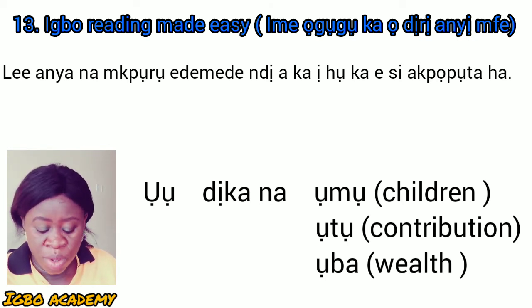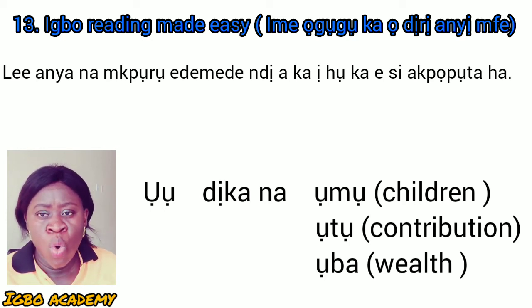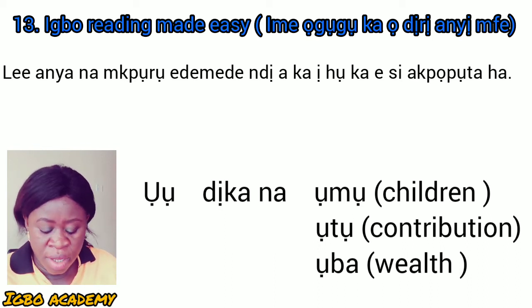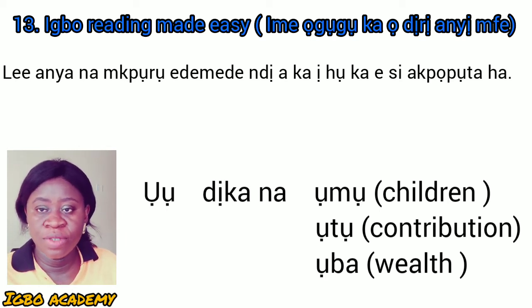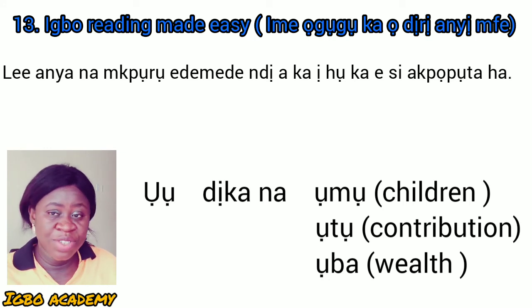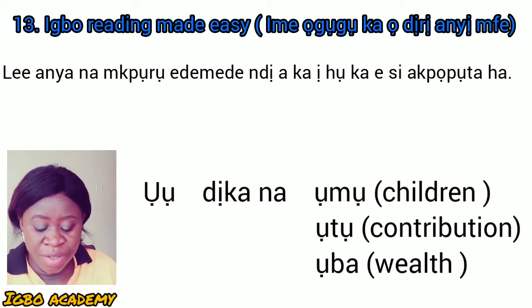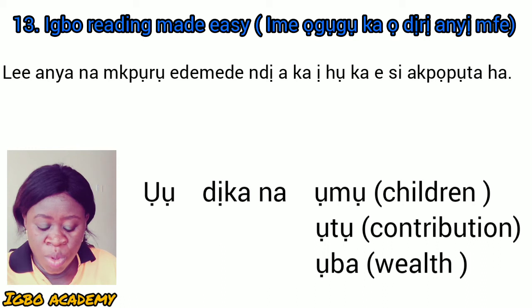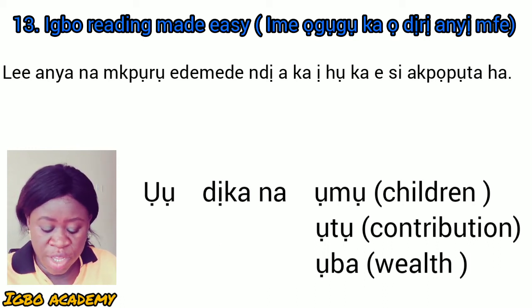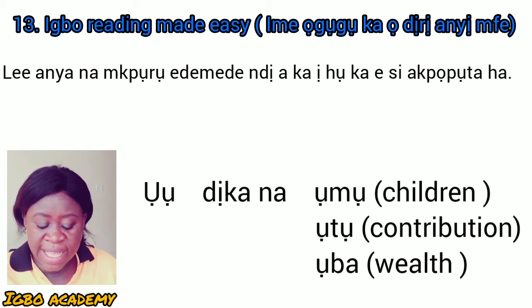And that dịka na umu is children. Umu is children. Ụtụ is contribution. Ụtụ is contribution. And your mom will call you, why? Because send the ego, or because you tell them ego can't wait. It means you should send her money for contribution. So ụtụ is contribution. Then ụba is wealth. Dịka na umu, children. Ụtụ, contribution. Ụba, wealth. Next is V.